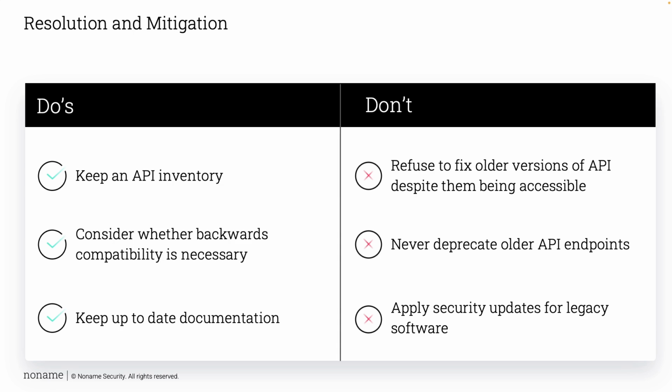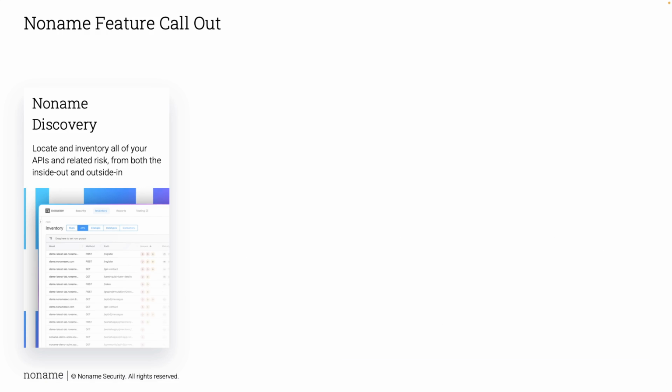The best you can, keep your documentation up to date and make sure it exists so you know, again, what's out there. Don't blanket refuse to fix older versions of the API. If they're still accessible, they're still vulnerable. Don't avoid deprecating older API endpoints because of things like cross-compatibility, really making sure we apply security updates even for legacy software.